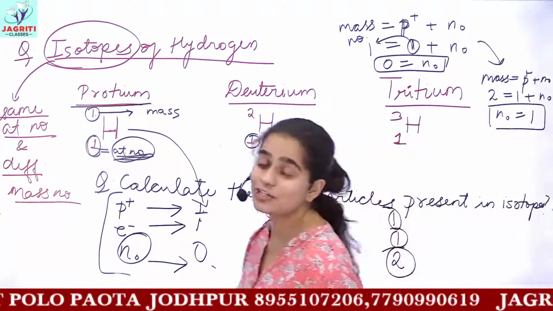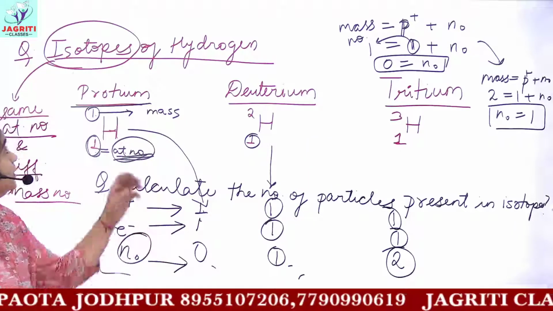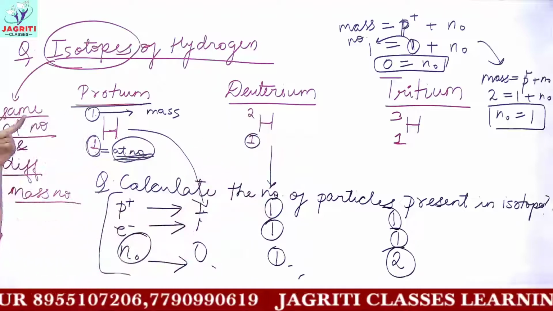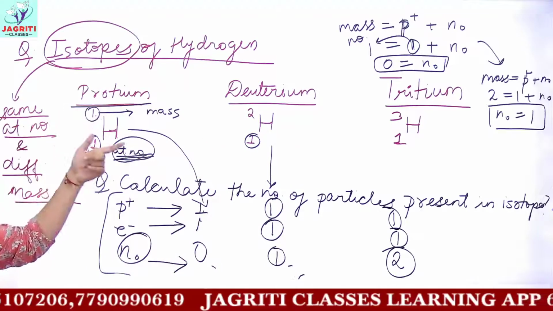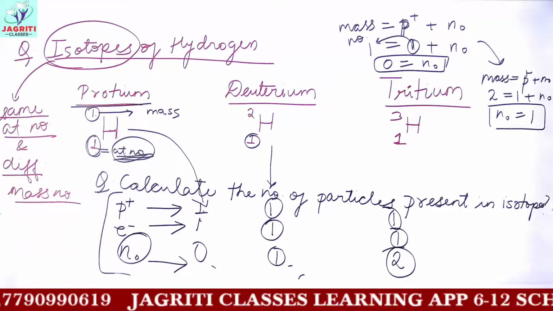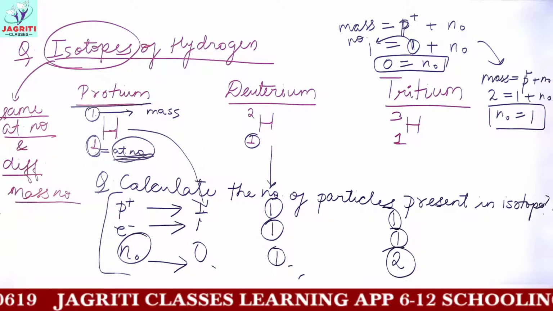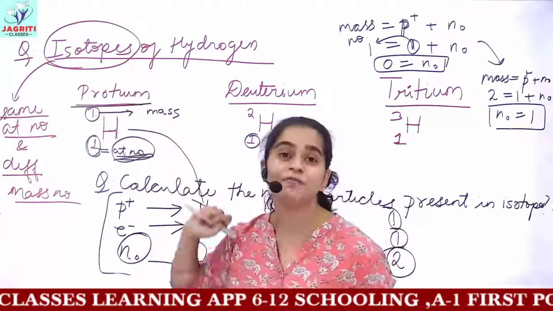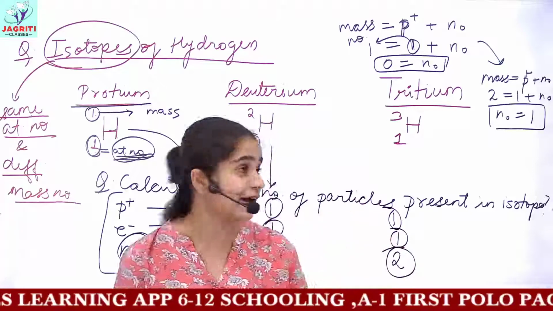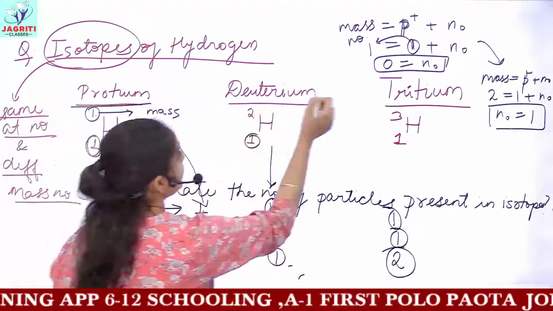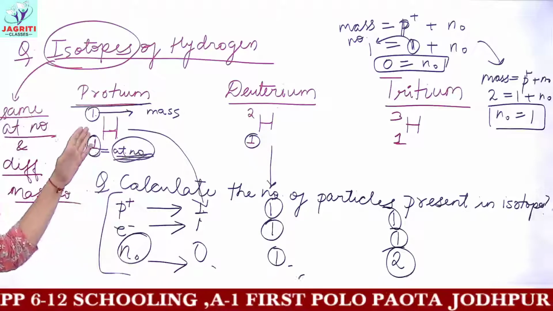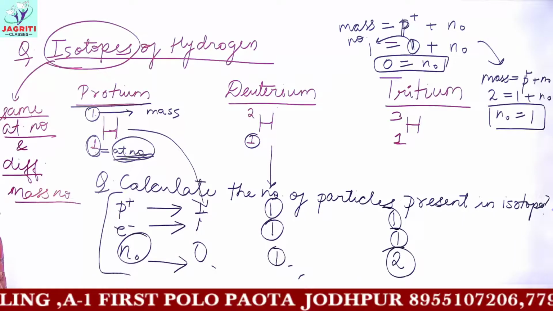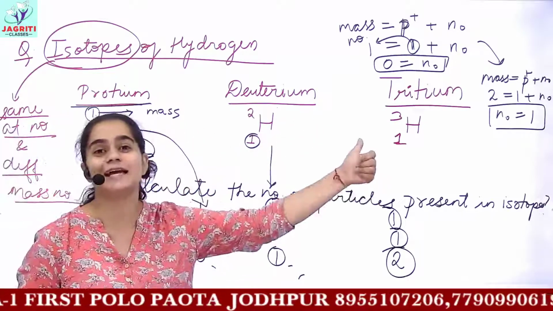This is a question which is asked in examinations: what do you mean by isotopes, and define the isotopes of hydrogen. Isotopes are the atoms belonging to the same element that contain the same atomic number but different mass number. Now talking about the isotopes of hydrogen, we have here 3 isotopes of hydrogen, that is protium, deuterium and tritium. Because these are isotopes, the symbol of every isotope would be the same, that is the symbol of hydrogen. So we have here capital H as our symbol.